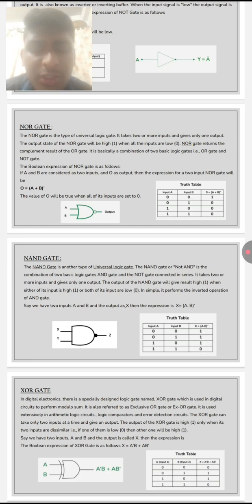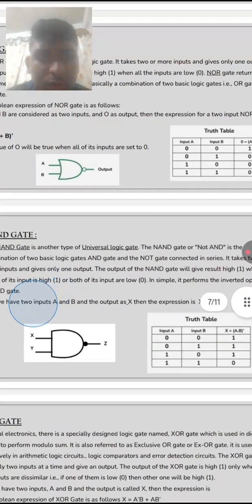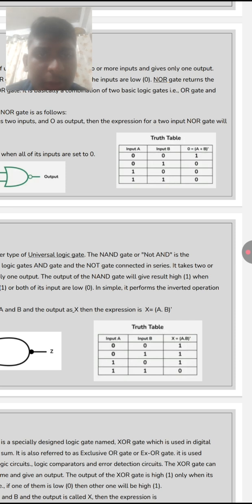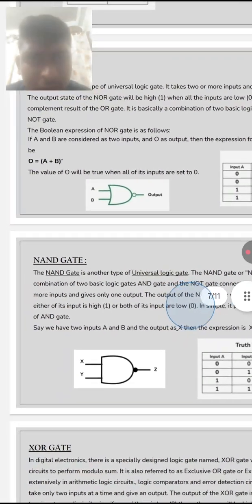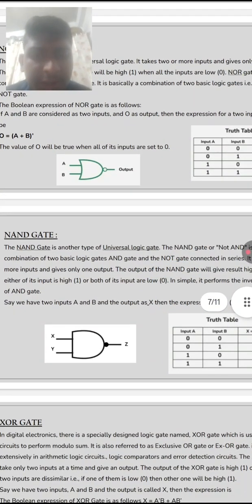The Boolean expression of the NOR gate is as follows. If A and B are considered as two inputs and O is the output, the expression for the NOR gate with two inputs will be O is equal to A plus B, whole bar. The value of O will be true when all inputs are 0. Then we can see the truth table: input A, input B, O is equal to A plus B bar. Then we clearly observe the truth table. Now we can see the NOR gate diagram.